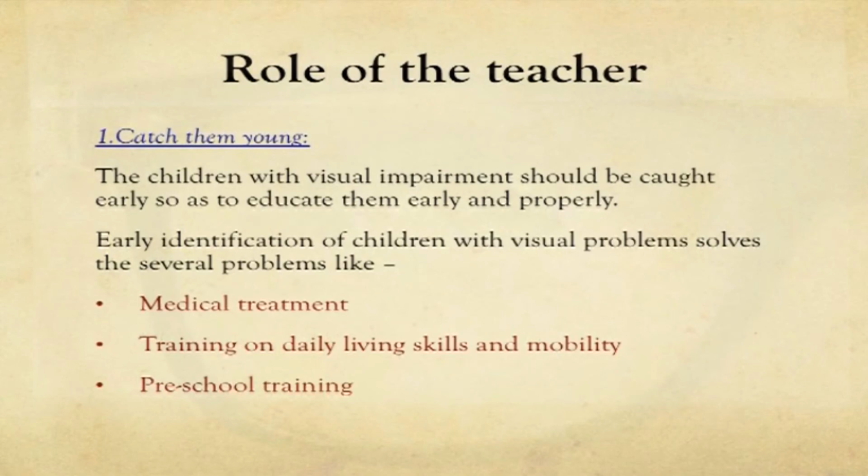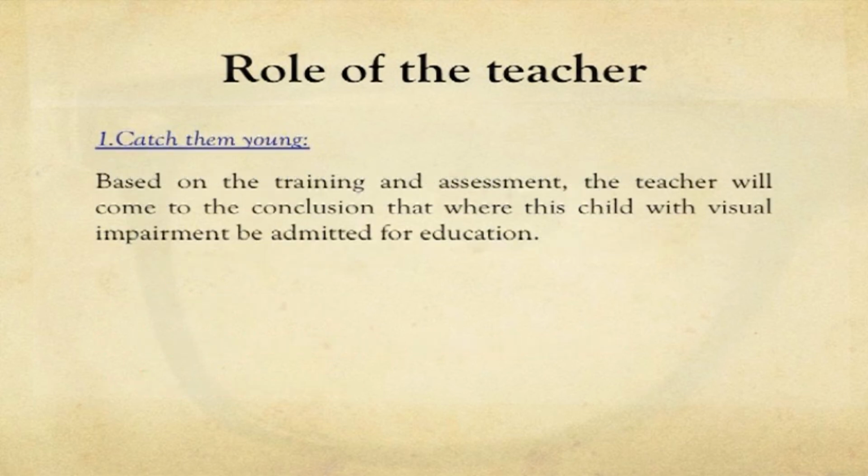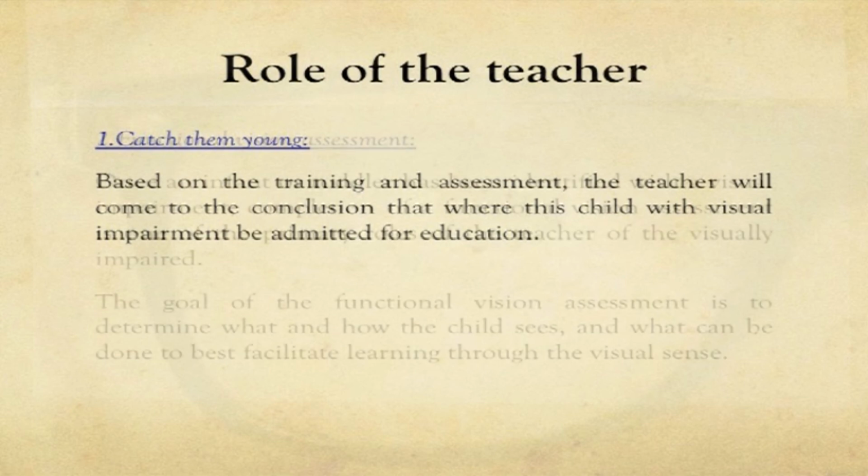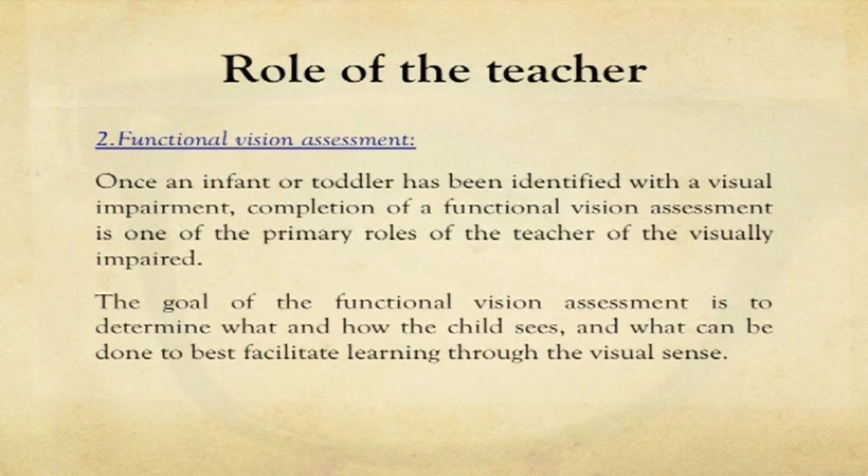As we discussed in this unit, early identification of children with visual problems solves several problems like medical treatment, training on daily living skills and mobility, preschool training. Based on the training and assessment, the teacher will come to the conclusion where this child with visual impairment can be admitted for education. Number 2, functional vision assessment.